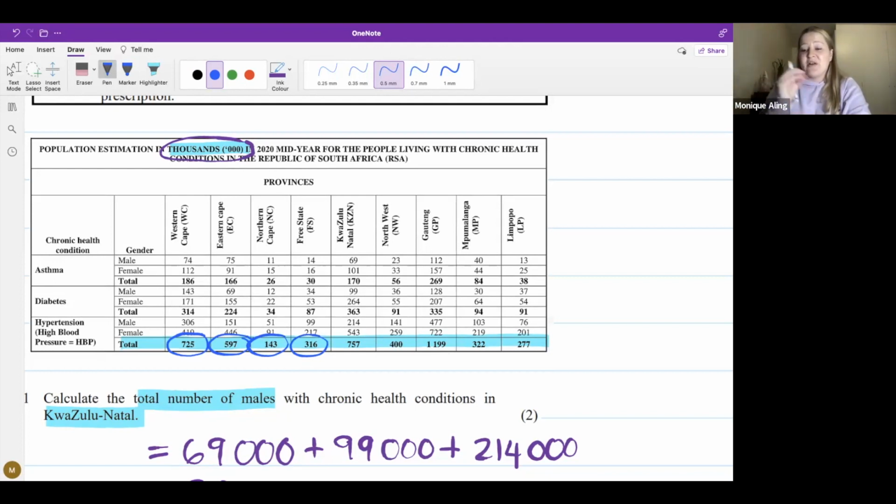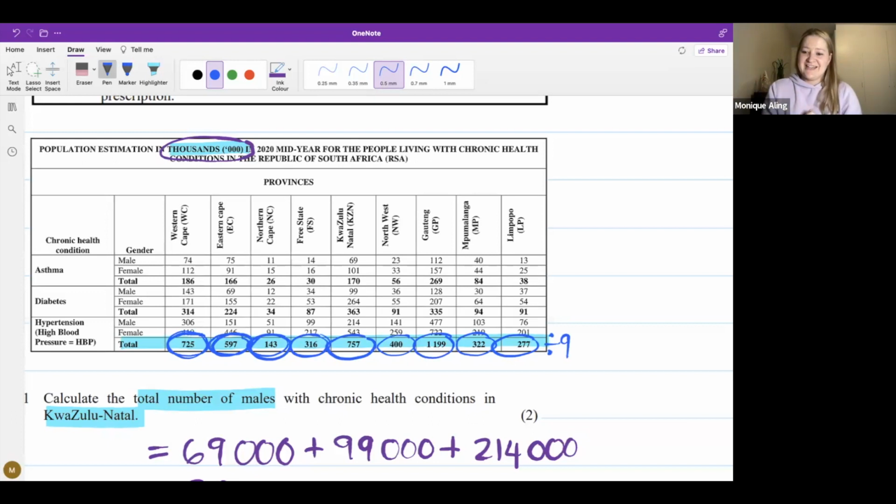So remember, with average, we take all our numbers, add them up, and then divide by how many numbers there are. So all I did was I took the 725 plus the 597 plus the 143, 316, 757, 400, 1199, the 322, 277, and I divided by 9 because there are 9 numbers. I think it was just confusing to see what numbers you were using, Emily. Okay, so it was hypertension for South Africa. So I took the total of male and female for each province, and then I just worked out the average. Does that make more sense?